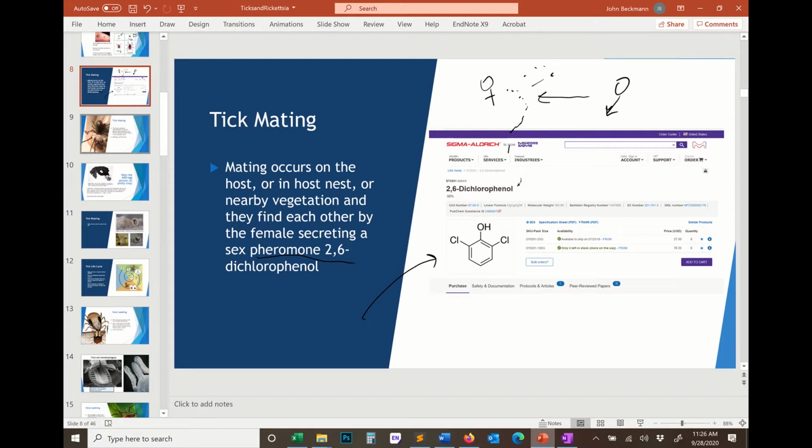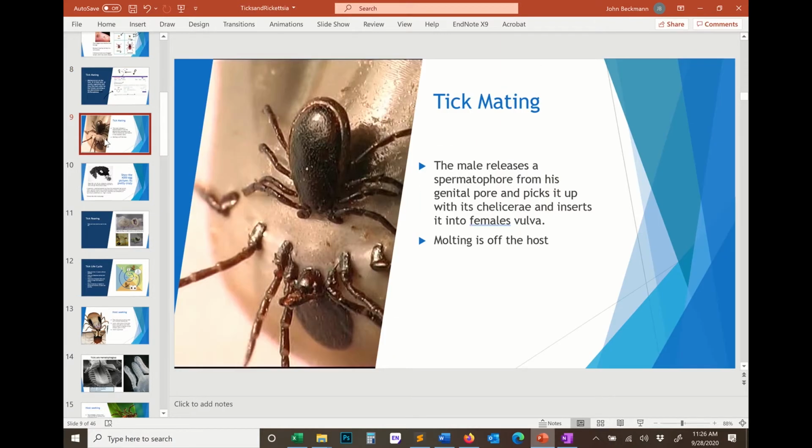So the mating is really weird. And in this case, it's mating with an engorged female. It's so weird to see the engorged female because their size changes so drastically. So this is the female, and you can see her legs coming off here. And this is the male.